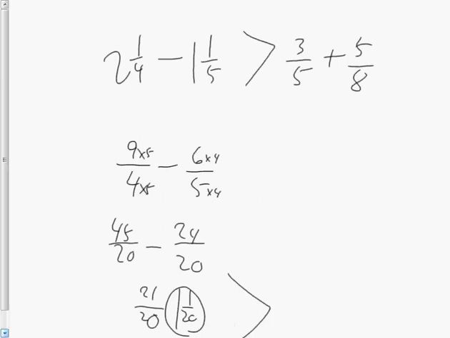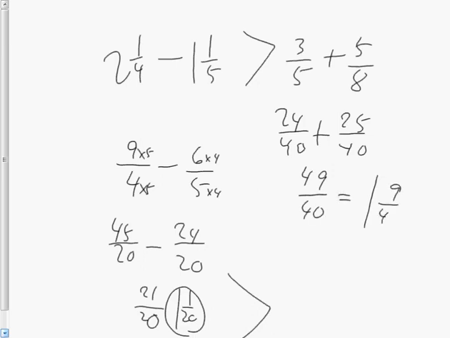So is 1 1/20 greater than the sum of these two? Well, I'm going to need my common denominator here, so I'm going to use 40. I'm going to make this 24/40, which is the same as 3/5. And over here, we're going to make this 25/40. So we're going to add those together. That's going to be 49/40, which is 1 and 9/40.